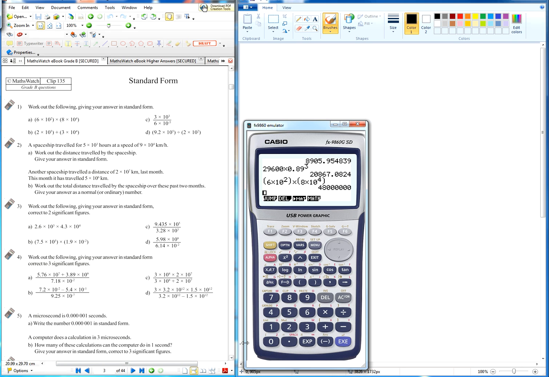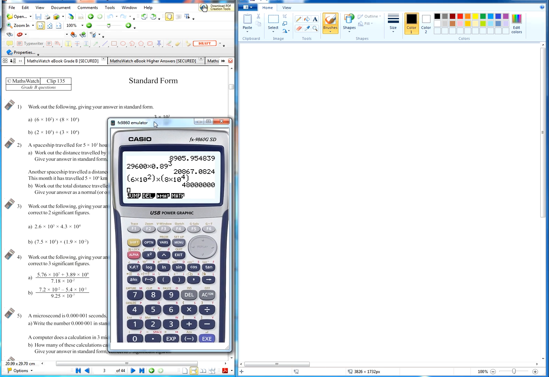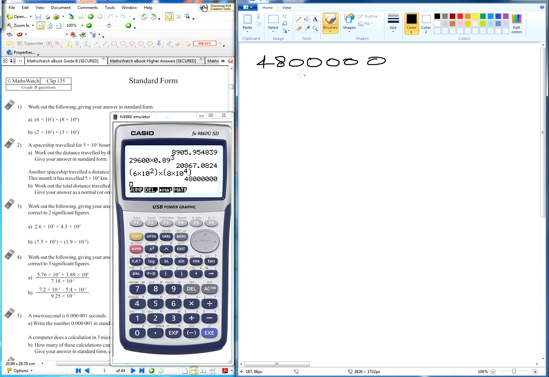Now, that's giving me that answer, but we have to give the answer back in standard form. I'm just going to move this over here for the moment. Right, so what number do we get? 4, 8, 0, 0. How many zeros? 6. 1, 2, 3, 4, 5, 6. So that's the answer given to us on the calculator. So we need to change it into standard form.